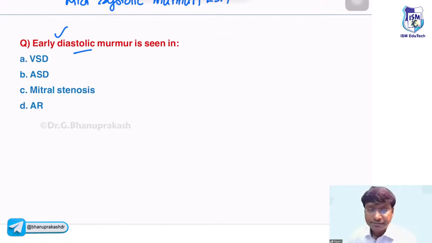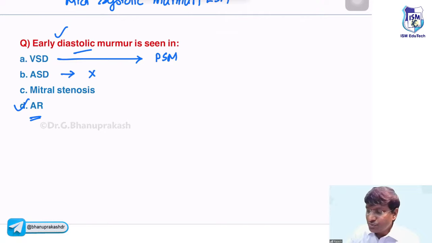So the early diastolic murmur among the options which has been given to you is present in VSD, ASD, MS, AR. So you have that in case of the aortic regurgitation. Whereas in case of VSD, it is pan-systolic murmur. And in ASD as such, you don't have any murmur. Only when there is development of pulmonary hypertension, you have the development of the murmur. And then coming to the MS, that is mitral stenosis, the murmur that you will have is the mid-diastolic murmur. Whereas in AR, you have early diastolic murmur.